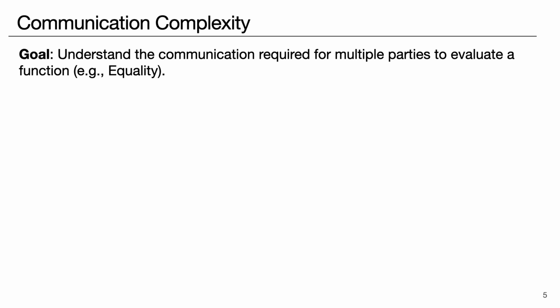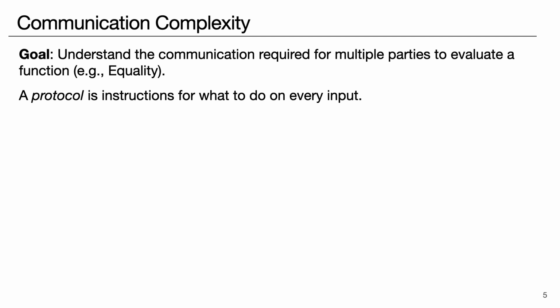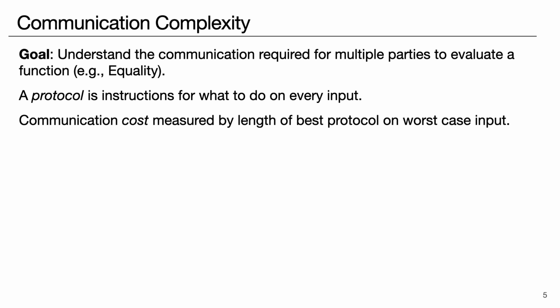Now, this problem falls under the purview of communication complexity, where the goal is to understand the amount of communication required for multiple parties to evaluate some function. In the previous example, this was equality, but of course you can imagine other functions. And just to settle on some terminology, we'll say that a protocol is instructions for what to do on every input. So in particular, if I receive some input X, and I send some message and then receive some message, what should I do next? We'll measure the communication cost of a function by the length of the best protocol on the worst case input, so some sort of min-max condition.